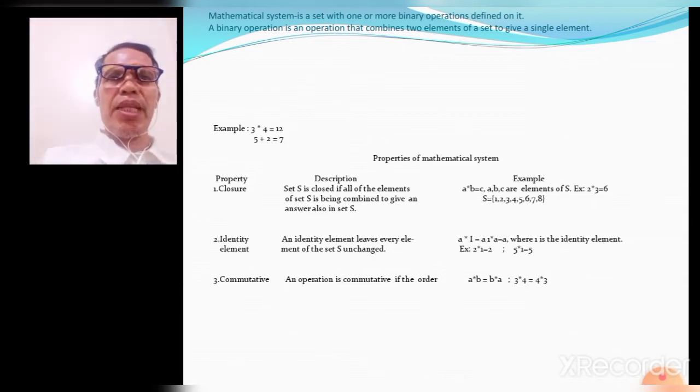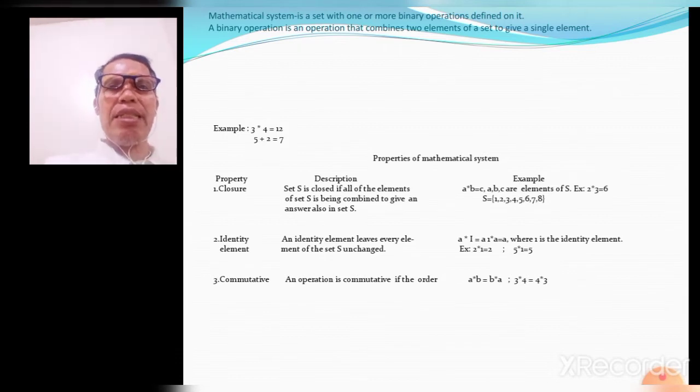A mathematical system is a set with one or more binary operations defined on it. And a binary operation is an operation that combines two elements of a set to give a single element. For example, if you have the two elements 3 and 4, if you are going to multiply 3 times 4 equals 12, so 12 is a single element. Or if you have the two elements 5 and 2, if you are going to add 5 plus 2 equals 7, a single element. So that is what we mean by binary operations. Combining two elements, the result will be equal to one element.